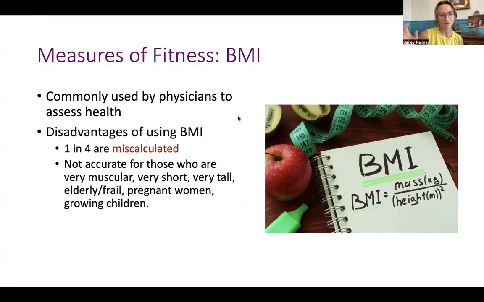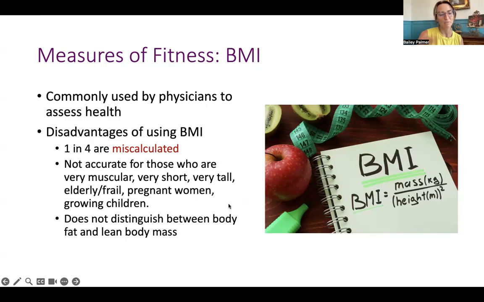It's not accurate if you're very muscular, very short, very tall, elderly and frail, who have less muscle mass, somebody who's pregnant, or a growing child. Because it can't distinguish between body fat and lean mass. So it just looks at weight relative to your height. This is the equation over here.